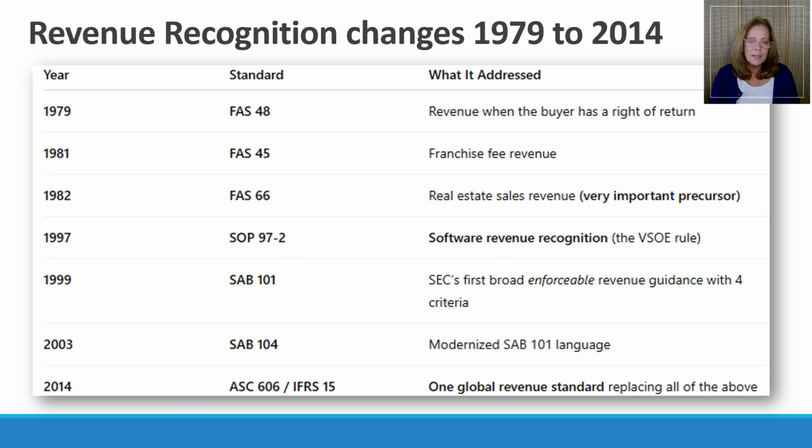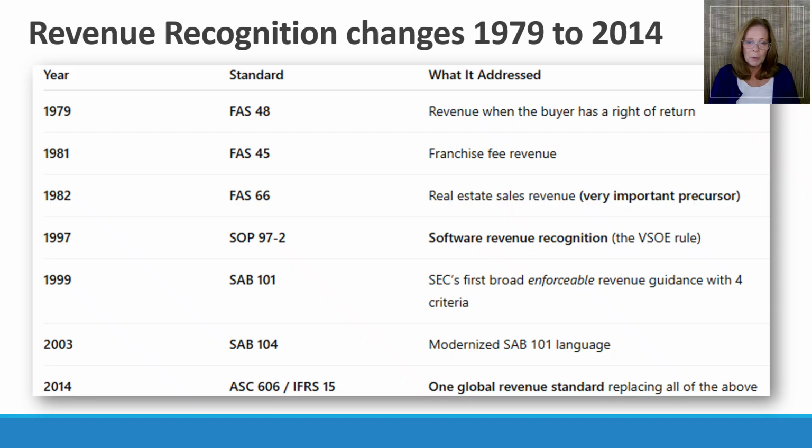But starting in the 1970s, business transactions got a lot more complicated. Software, franchising, real estate, and service contracts didn't fit in that simple model anymore. So the FASB and AICPA started issuing more specific guidance. And that's where this timeline begins.